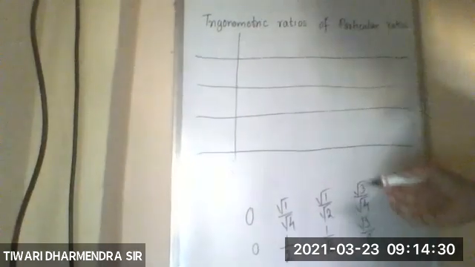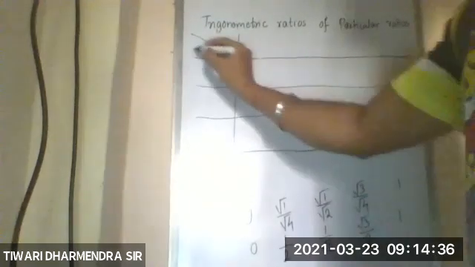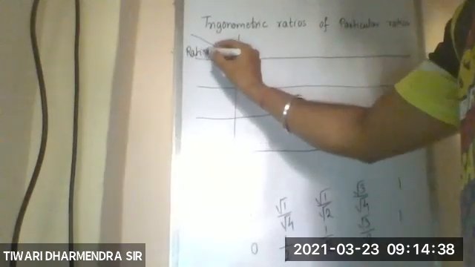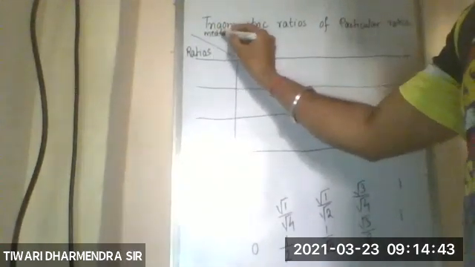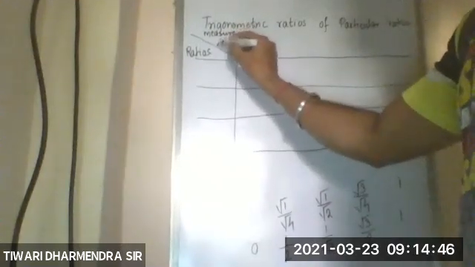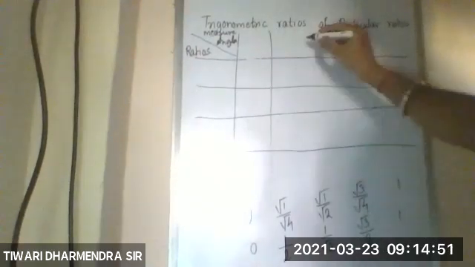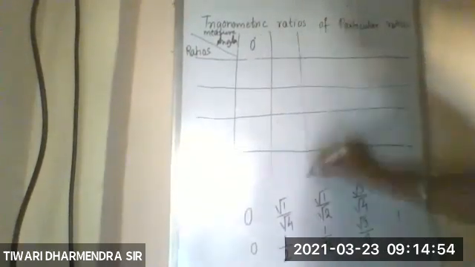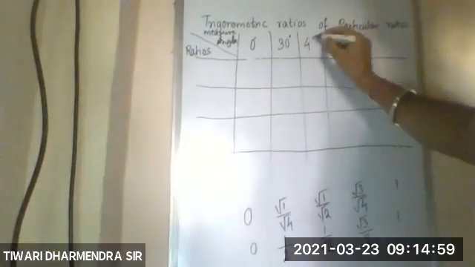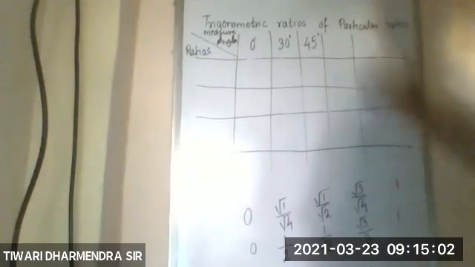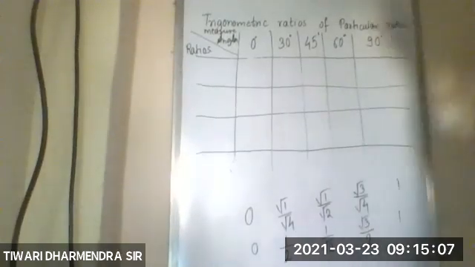Here we will be writing ratios and measure of angles. Or you can write angles, no issue. The first angle is 0 degree, and 30 degree, then 45 degree, then 60 degree, and then 90 degree.